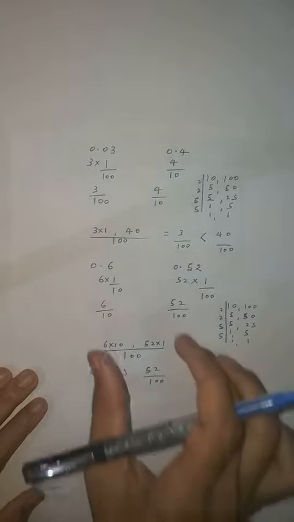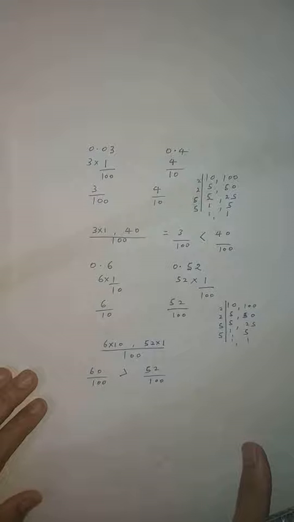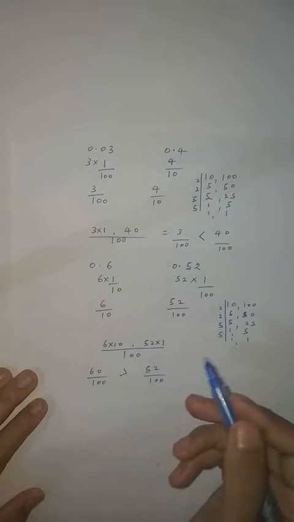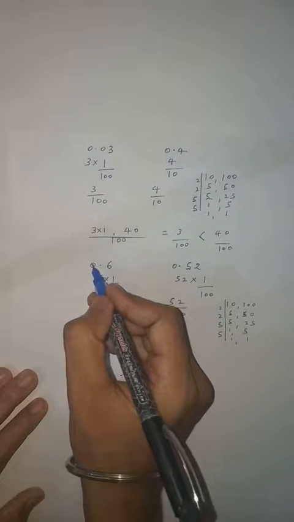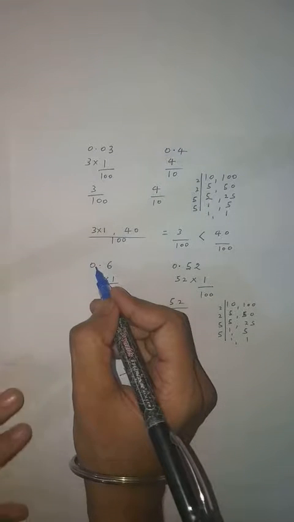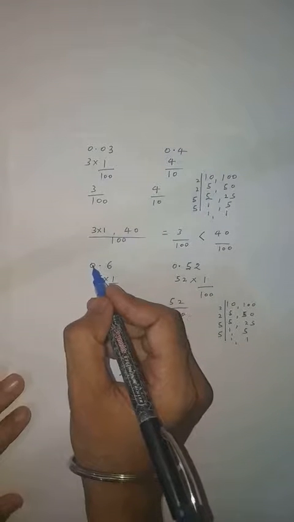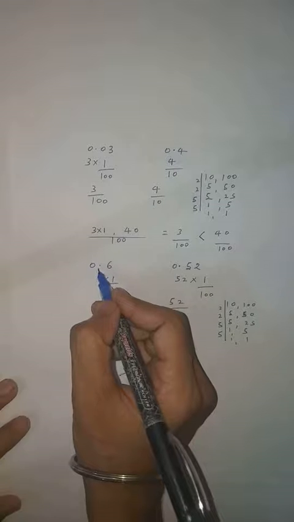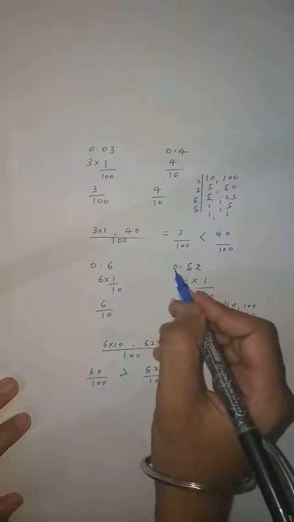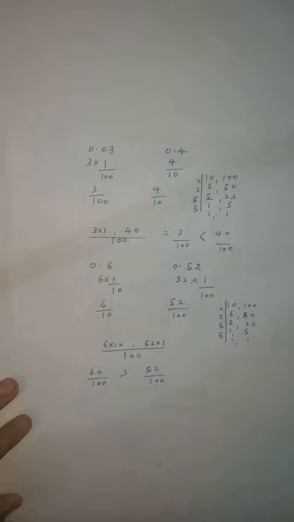If you want to know immediately which one is greater, what you will do, student, you will see the first digit on the left hand side of the decimal. So you know that this is 0, this is also 0. You cannot say which one is greater.